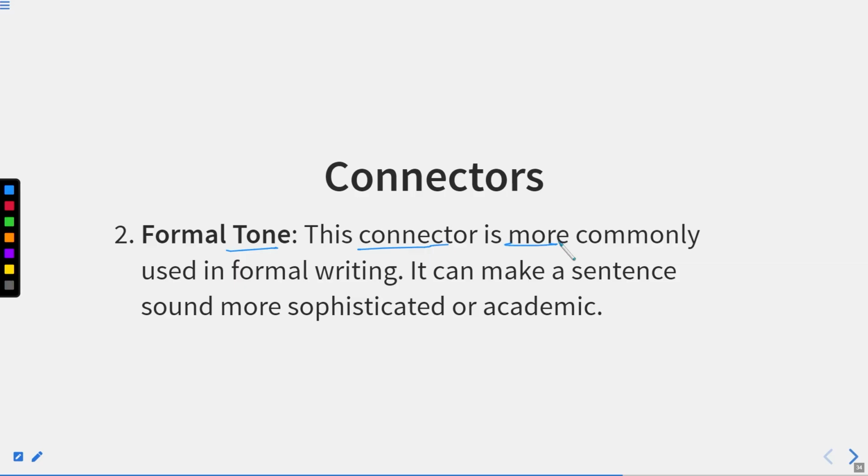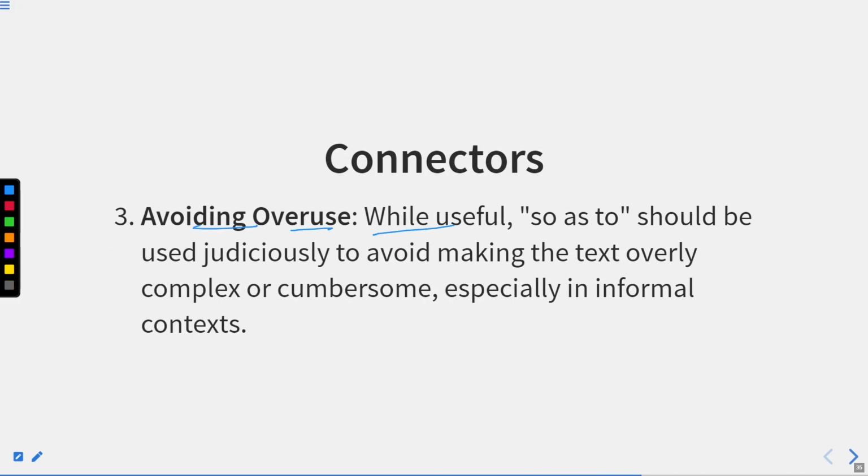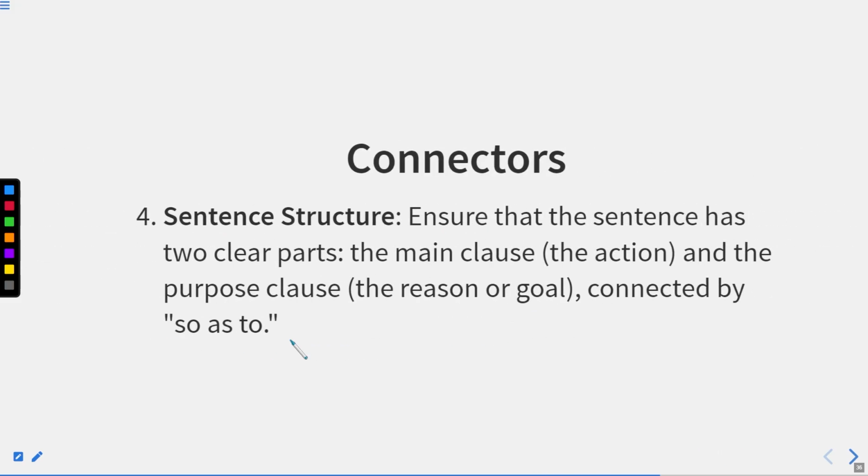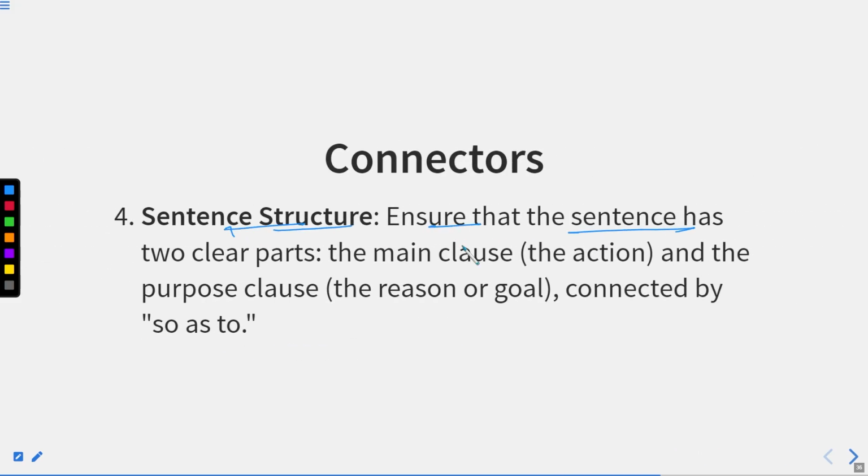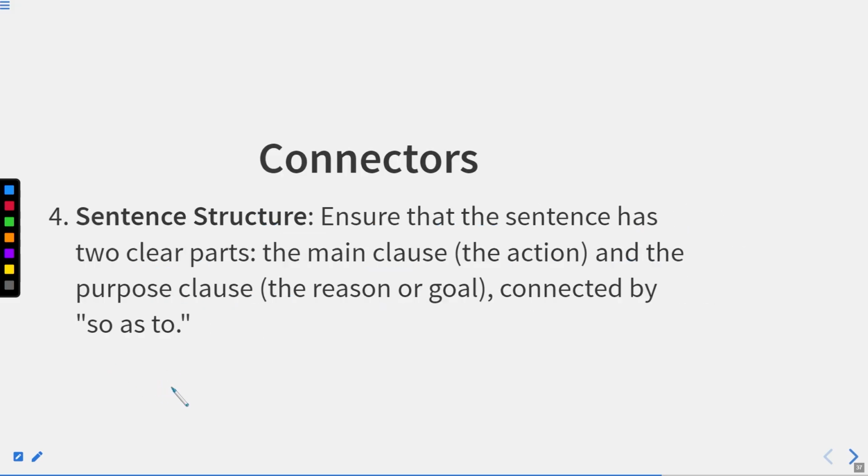Formal tone: this connector is more commonly used in formal writing. It can make a sentence sound more sophisticated or academic. Avoiding overuse: while useful, so as to should be used judiciously to avoid making the text overly complex or cumbersome, especially in informal contexts. Sentence structure: ensure that the sentence has two clear parts, the main clause, that is the action, and the purpose clause, that is the reason or goal, connected by so as to, that is it. Any other thing in the sentence should be ignored.